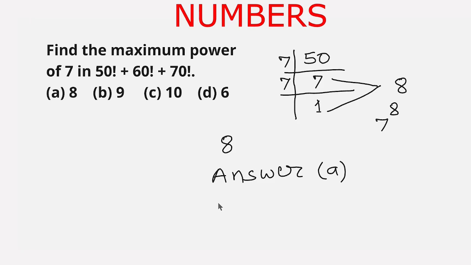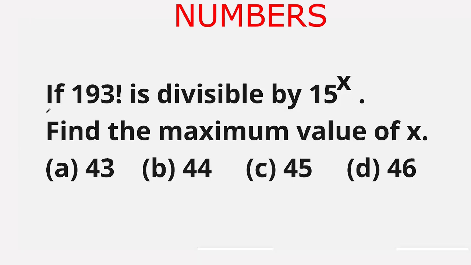We go to the next question. Our question is, if 193 factorial is divisible by 15 to the power x, find the maximum value of x. The given options are option A 43, option B 44, option C 45, option D 46.